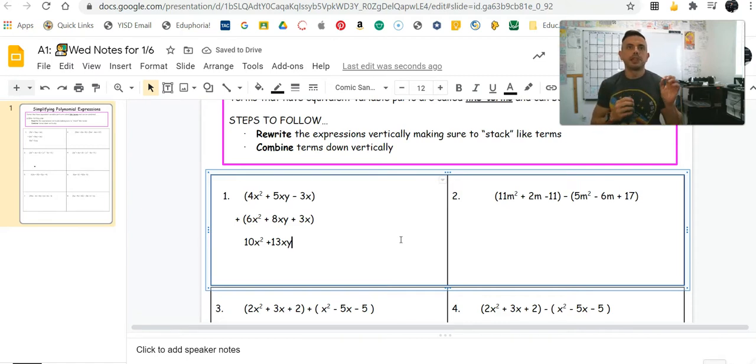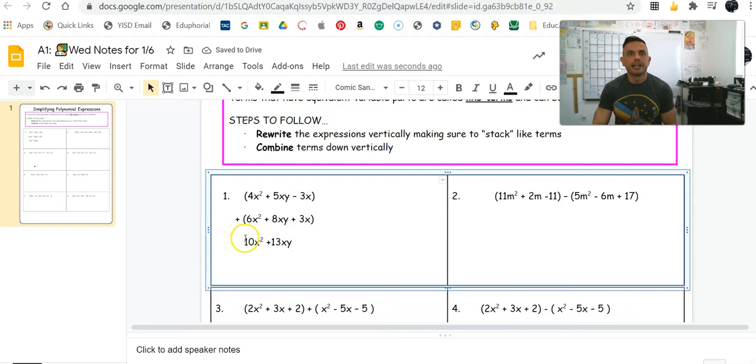Negative 3x plus positive 3x. Negative 3 plus positive 3. A negative number plus its opposite will always give you 0. So I have 0 x's. If you really want to get mathematical and nerdy, you could say plus 0x. But let's be honest, when we have 0 of something, we don't label it anyways, because otherwise you have to label everything you don't have. So we'll leave it just like that.